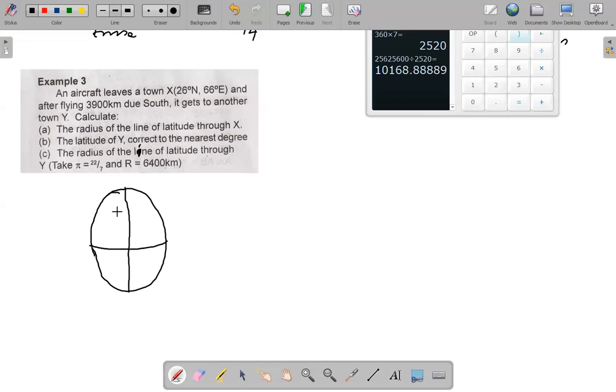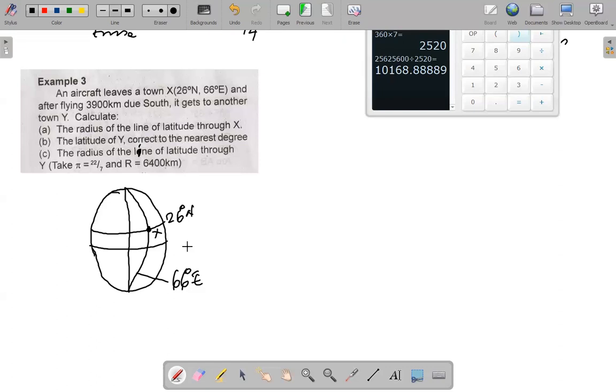Okay. Point X is on latitude 26 degrees north. We may assume 26 degrees somewhere here, 66 degrees east longitude. Where the line of latitude and longitude meet gives us point X.